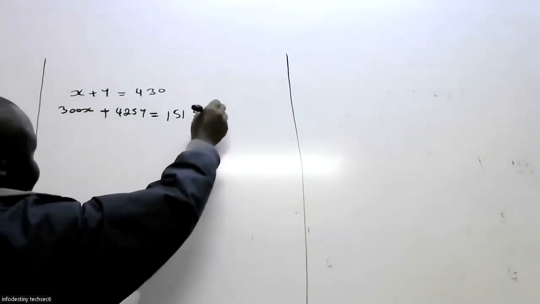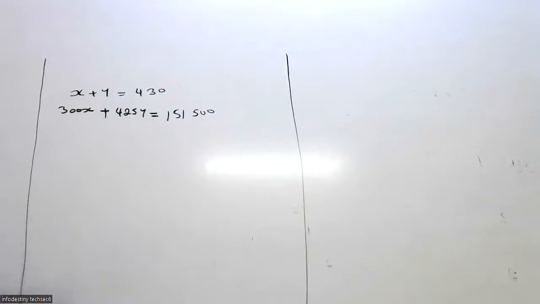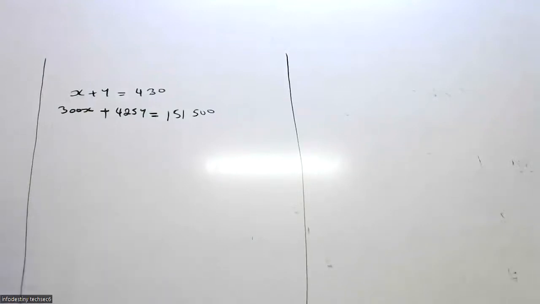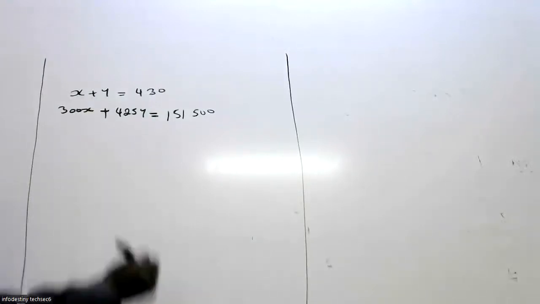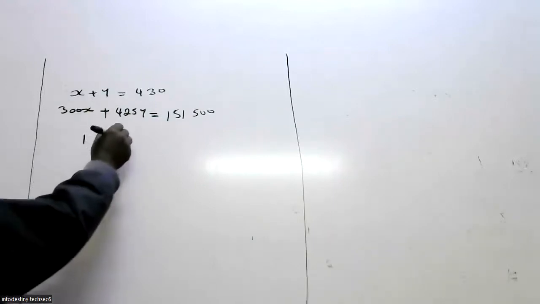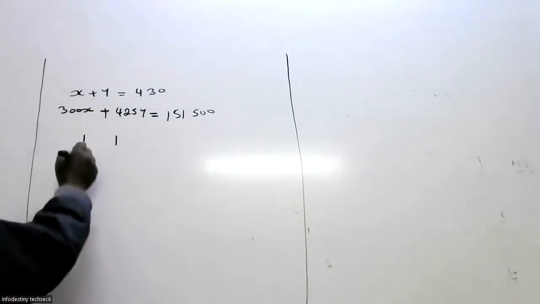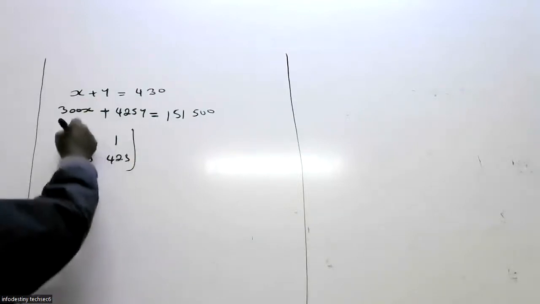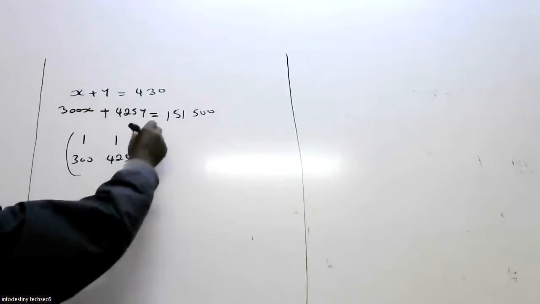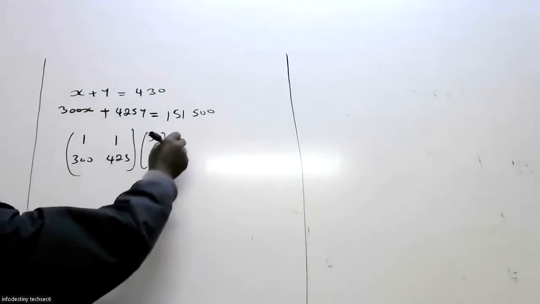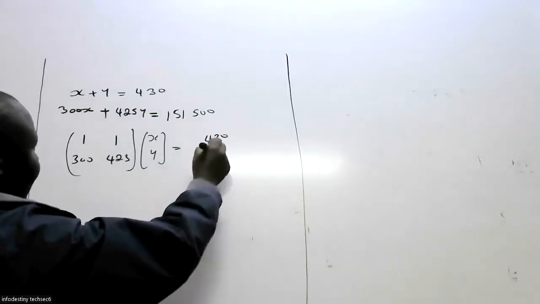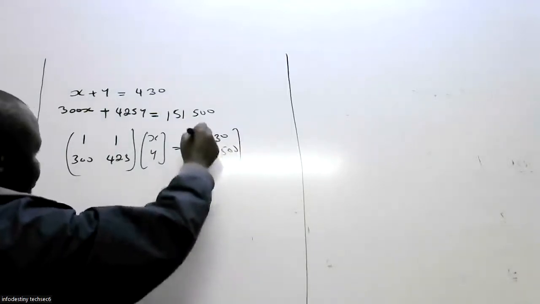151, 500. That is the simultaneous first. Then the next step, we are going to have the matrix form because they want us to solve using the matrix. So we're going to say 1, 1, then 425. We enclose, then X, Y. It will give us 430, 151, 500. They open it together there.